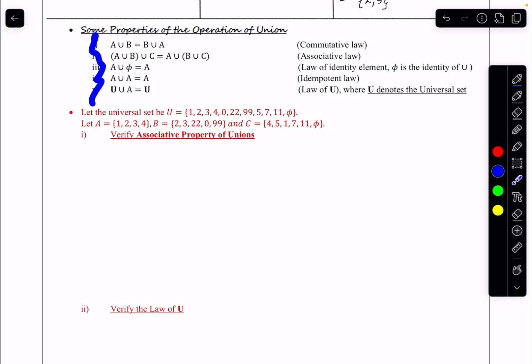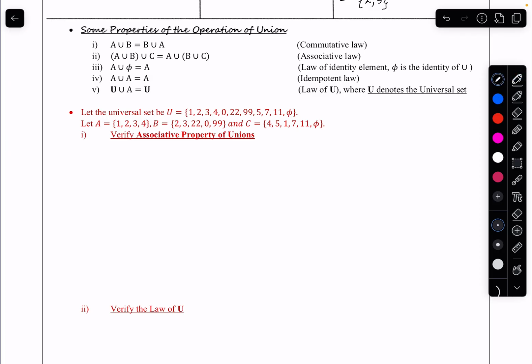So these are the five properties we have on the operation of unions. Commutative property of union holds, associativity holds, union of A and phi is A, union of A with itself is A, union of A with the universal set is the universal set itself.